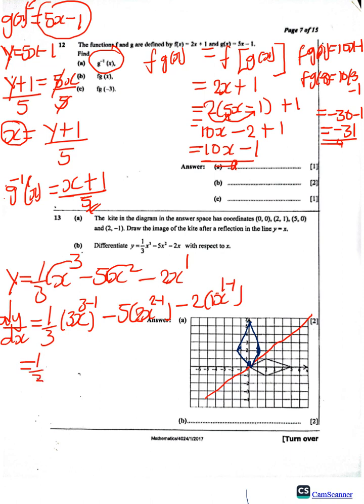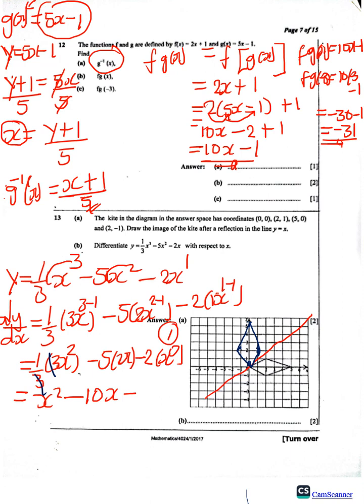So we can see that we have 1 over 3 times 3 x to the power 2, minus 5 times 2x to the power 1, minus 2x to the power 1 minus 1, which is 0. So we can cancel the 3s. So 1 times x to the power 2 is just x squared, minus 5 times 2x is 10x. Then here this is the same as 1 because x raised to the power 0 is 1, times negative 2, that is negative 2. So this is our final answer for this problem.